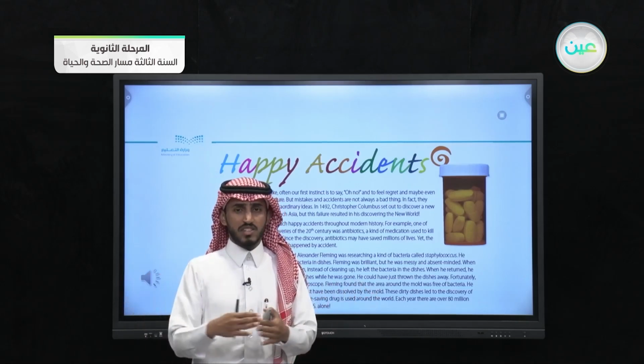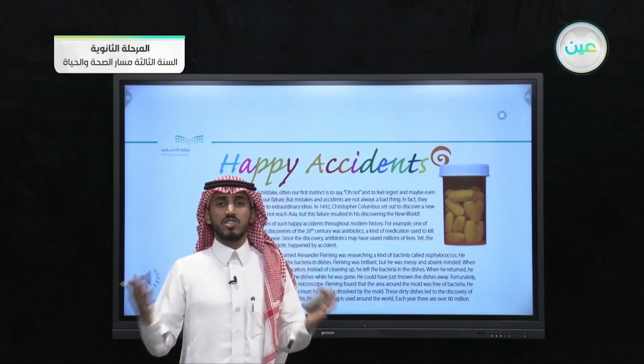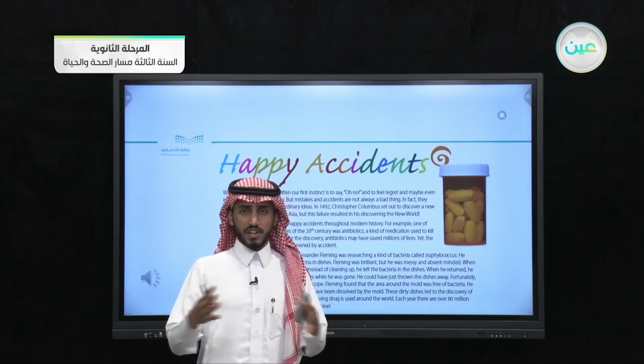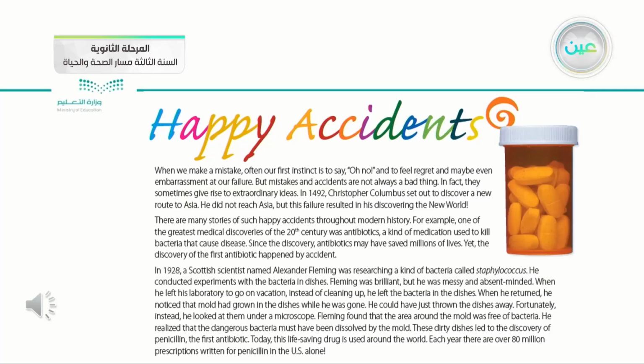Like when two cars crash or hit each other, this is called an accident. Why? Because none of them planned to crash the other car. So this is why it is called an accident. But yesterday, we talked about happy accidents, accidents that led to great inventions. In the first story, we talked about the invention of penicillin by the Scottish scientist Alexander Fleming.